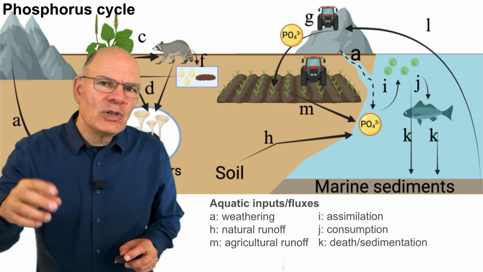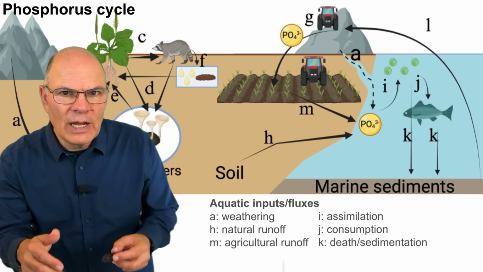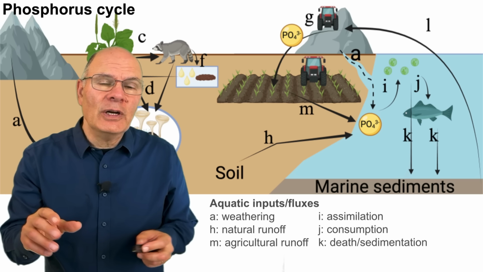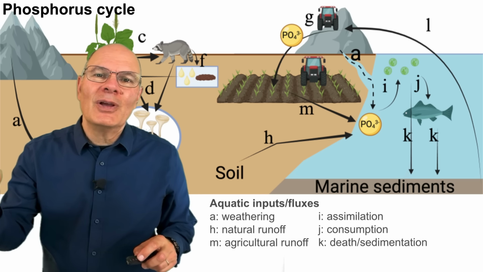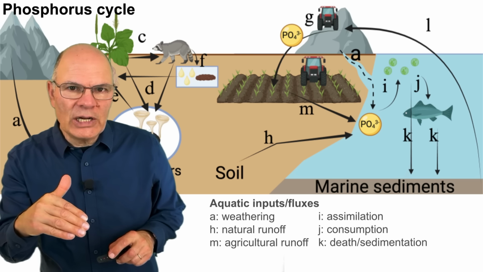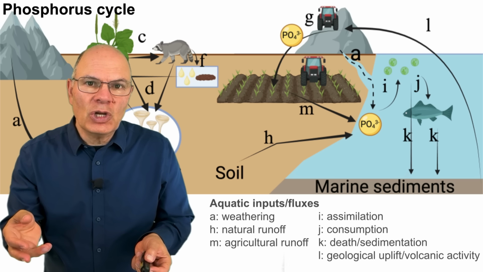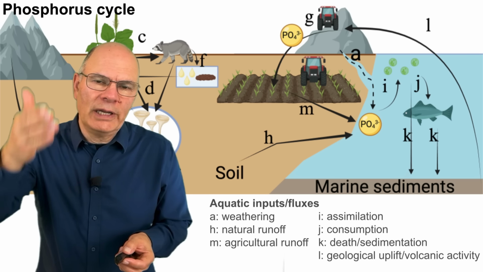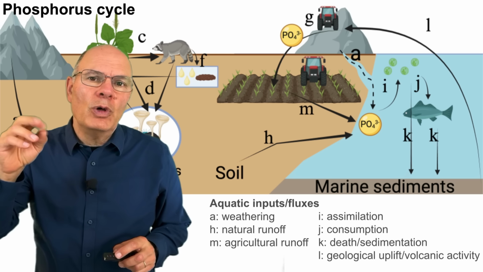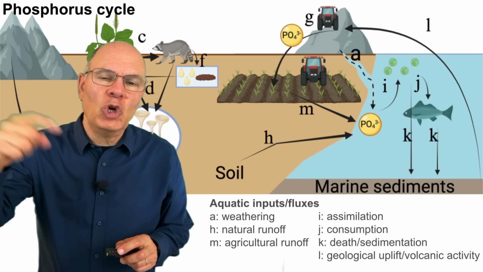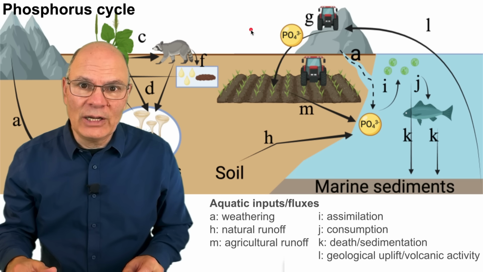And that is called sedimentation, and that essentially removes phosphate from the biosphere for really long periods of time, tens of millions of years, because at that point, only geological processes that include things like geological uplift, where the sea floor gets uplifted to the surface, or through volcanic activity, will those phosphate ions be returned to the surface and then be able to re-enter the cycle.